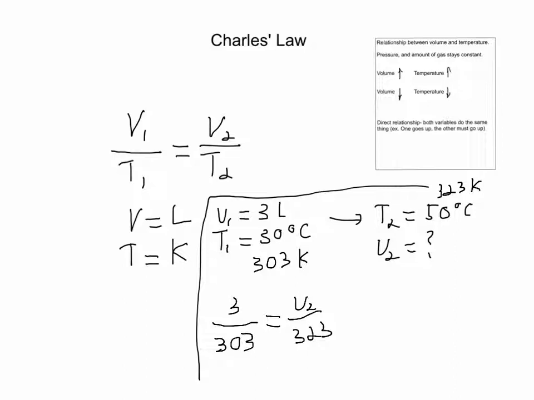We're going to solve for V2, and when we get that, V2 equals 3.20 liters. So when we increase the temperature to 50 degrees Celsius, the volume increases by 0.2 liters. So it goes from 3 liters to 3.2 liters. And that is Charles' law.